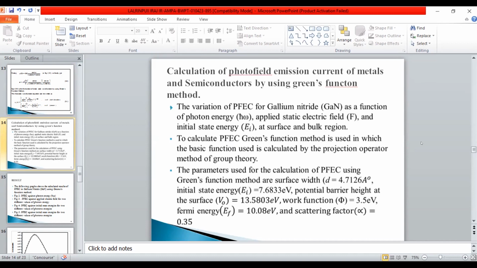The parameters used for calculation of photofield emission current using the Green function method are surface width D equal to 4.7126 angstrom, initial state energy Ei equal to 7.6833 electron volt, potential barrier height at the surface V0 equal to 13.503 electron volt, work function φ equal to 3.5 electron volt, Fermi energy EF equal to 10.08 electron volt, and the scattering factor alpha equal to 0.35.